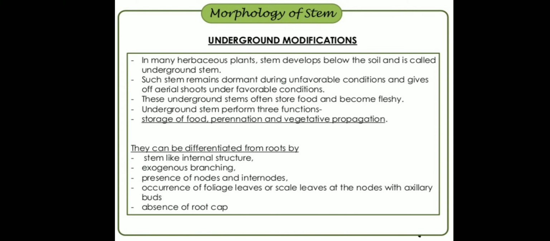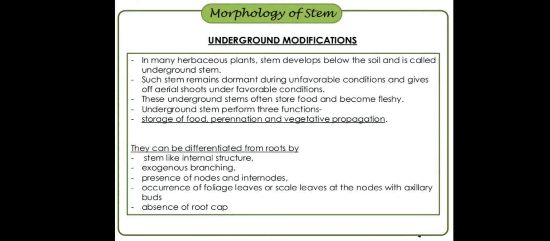So in many herbaceous plants, stems develop below the soil, okay, and is called underground stem. Such stem remains dormant during unfavorable conditions and gives off aerial shoots under favorable conditions. And these underground stems often store food and become fleshy. Underground stem perform three functions. One is storage of food, other is perennation, and the third one is vegetative propagation.